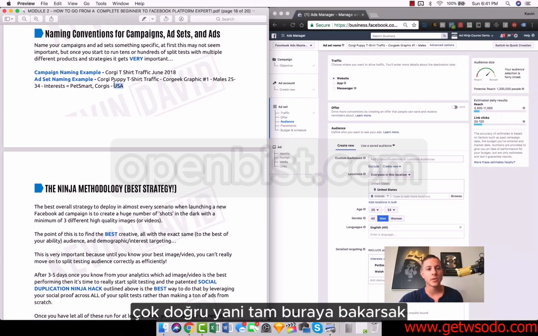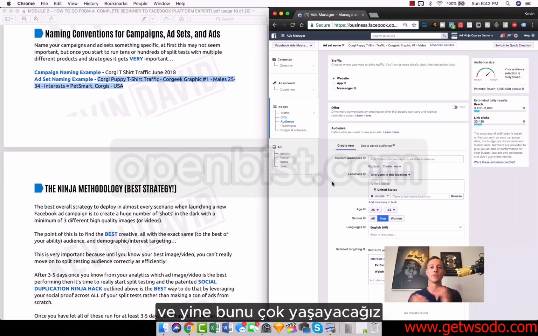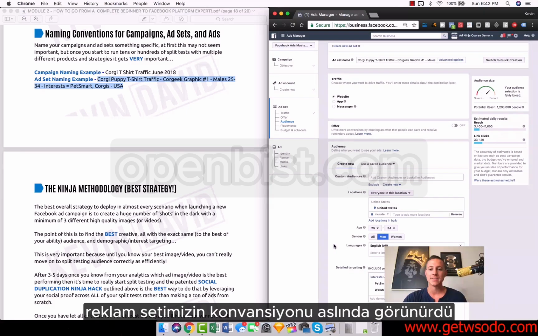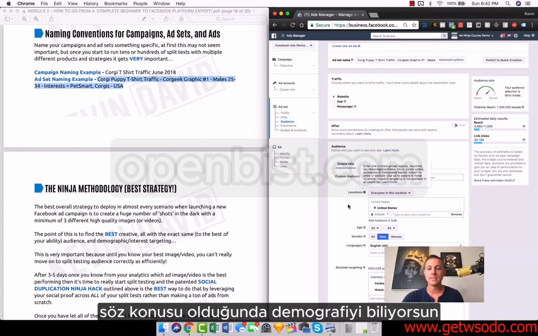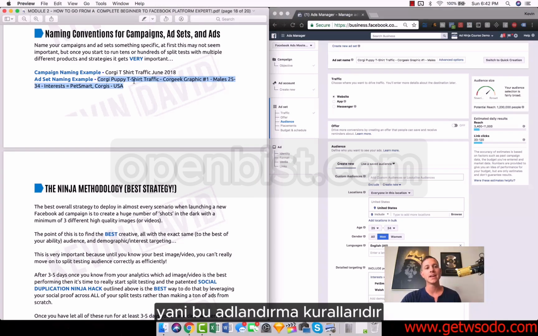So if we look right here, this is our ad set name, and this is how it's represented in the ad. And again, we're going to go through this much more in depth, but I just wanted to show you how the naming convention of our ad set would actually look when it comes down to the demographic targeting and the detail targeting. So that is naming conventions.